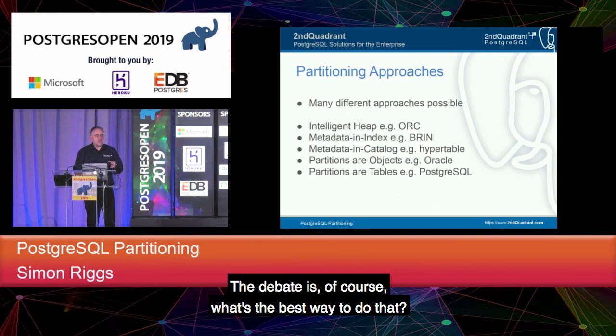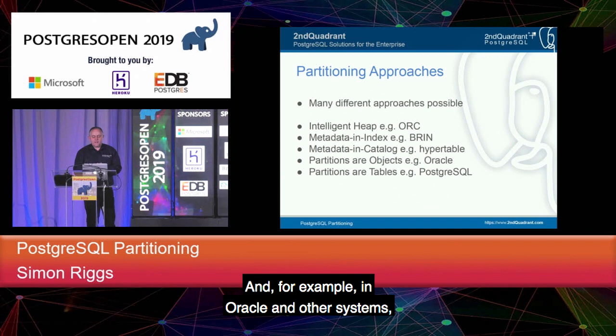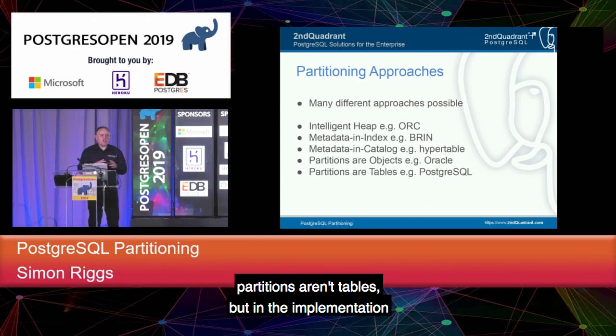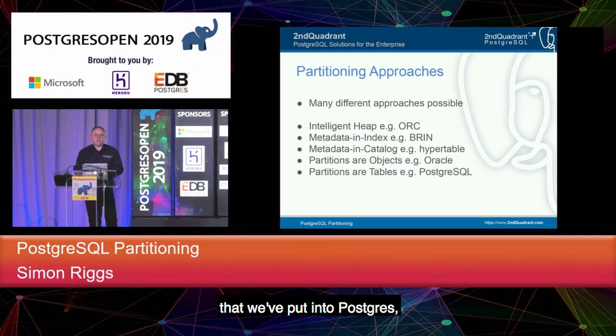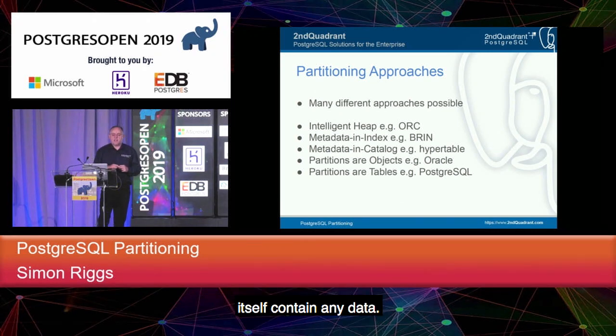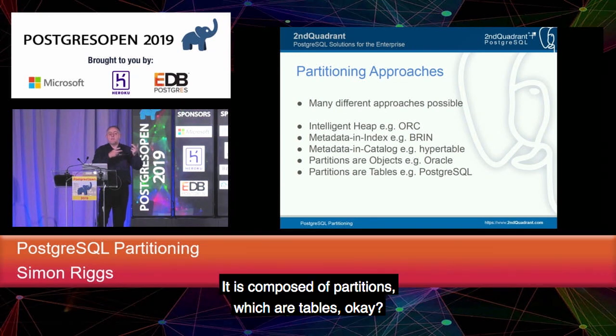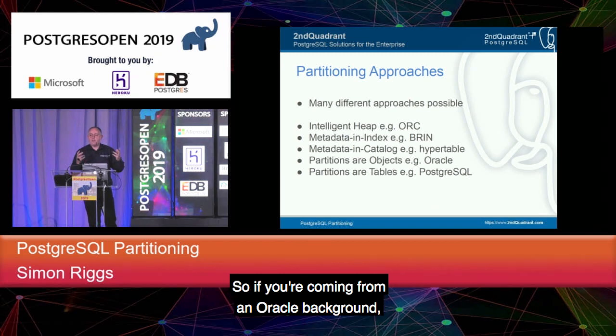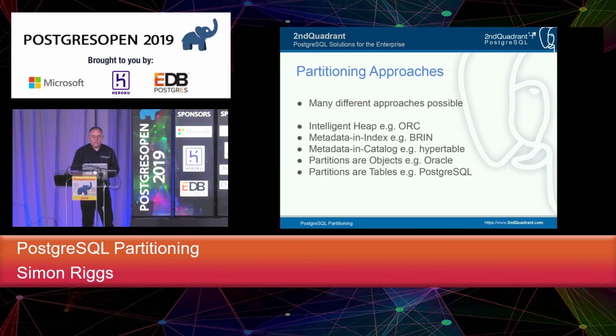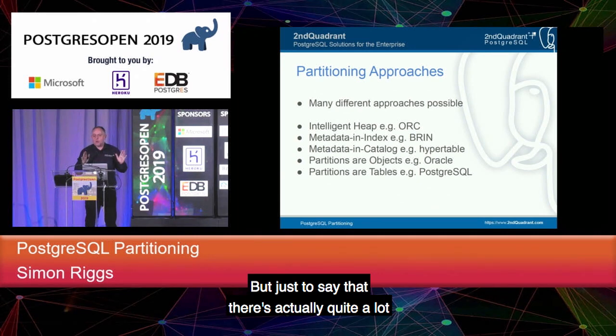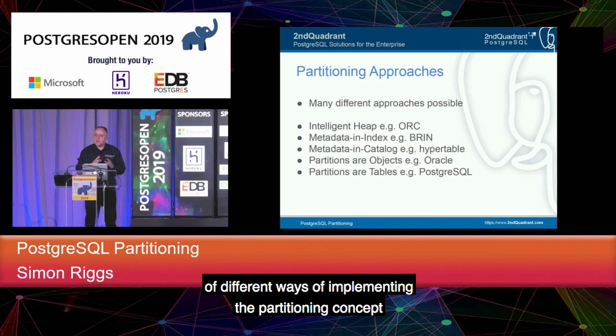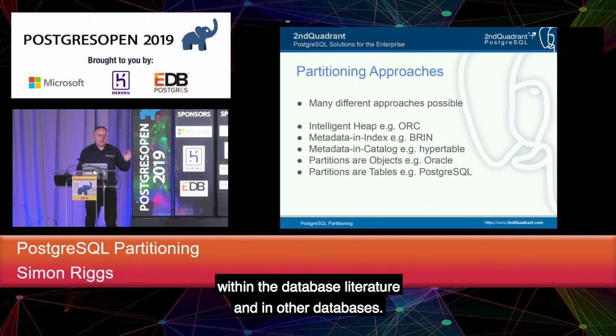The debate is, of course, what's the best way to do that? For example, in Oracle and other systems, partitions aren't tables, but in the implementation that we've put into Postgres, partitions are themselves tables as well, which can sometimes be a little bit confusing because a partitioned table does not itself contain any data. It is composed of partitions, which are tables. Okay, so if you're coming from an Oracle background, that can be a little confusing. But there are actually quite a lot of different ways of implementing the partitioning concept within the database literature and in other databases.